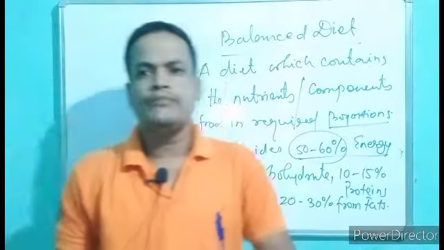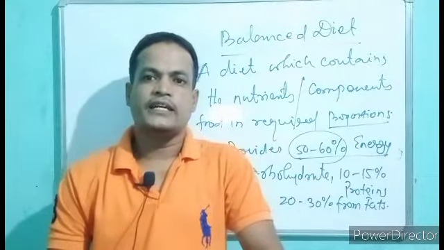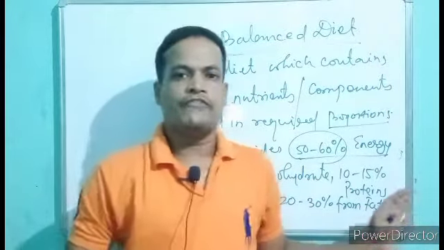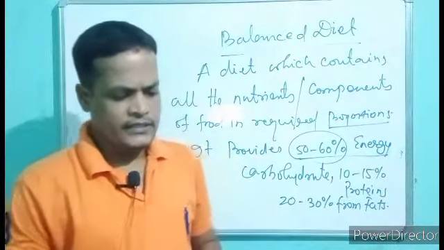50 to 60% of energy comes from carbohydrate. 10 to 50% comes from what? Proteins. And 20 to 30% comes from fats. So these are the energy content of a balanced diet. Is it right?